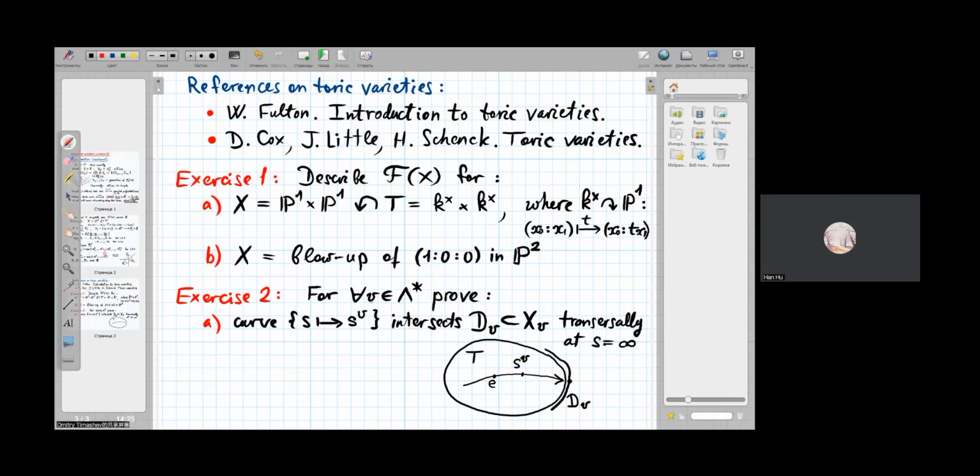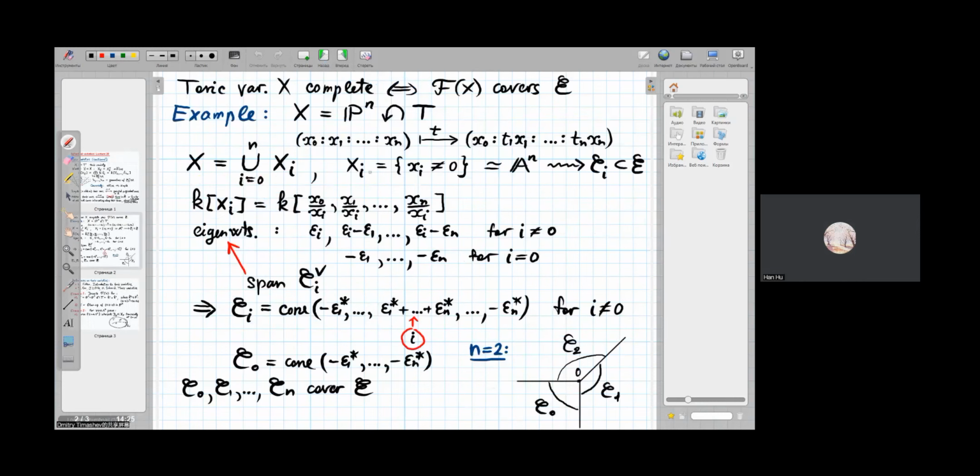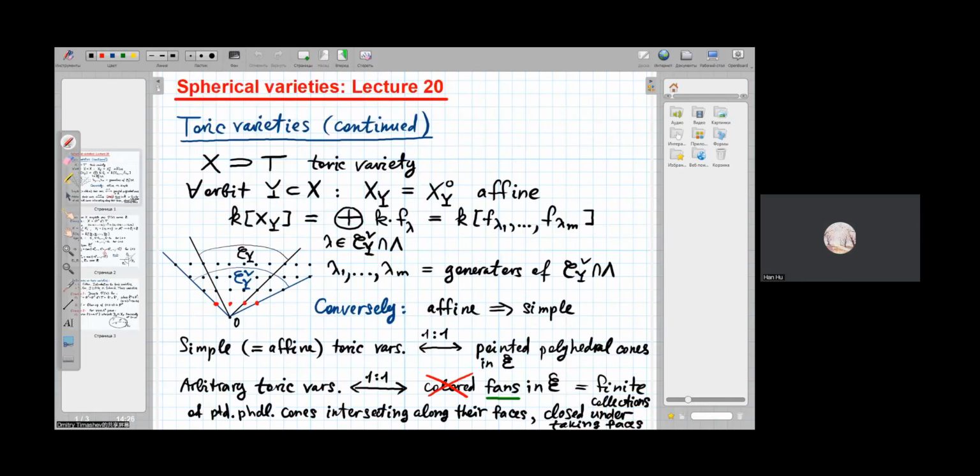Prove that for any vector v in the dual lattice, the respective one-parameter subgroup tends to a point at the boundary divisor of the respective elementary embedding of T. And this intersection is transversal. Just try to do it in local coordinates, because this X_v is a simple variety. It is affine, and you can compute its coordinate algebra as we described on the previous page, on the first page. So you can compute the coordinate algebra given explicitly.